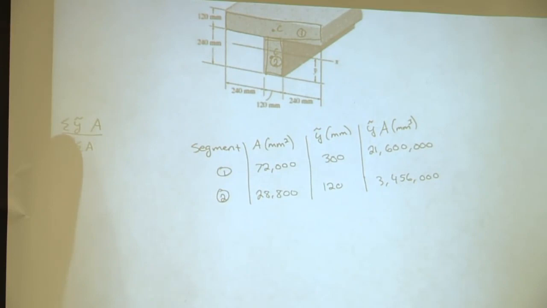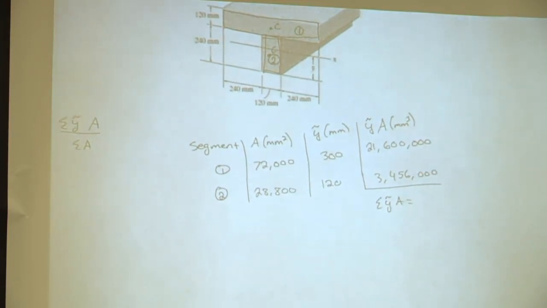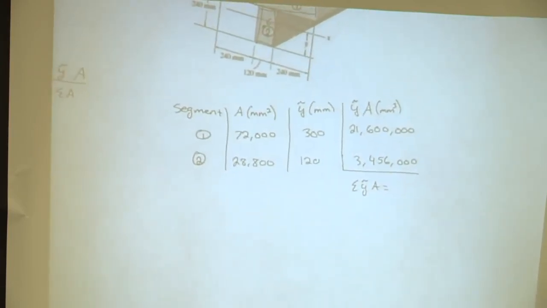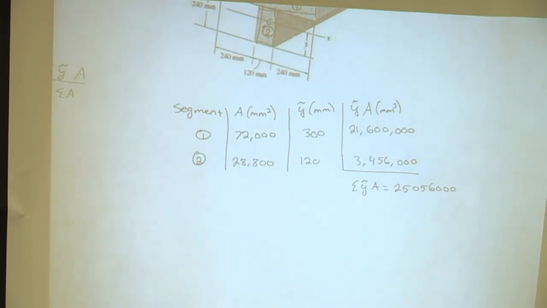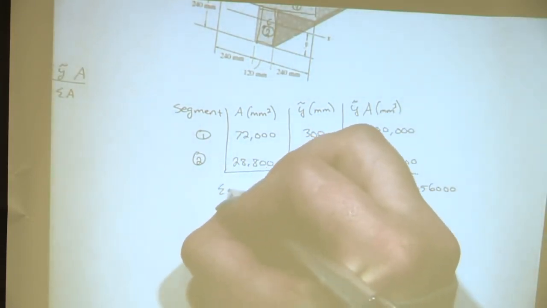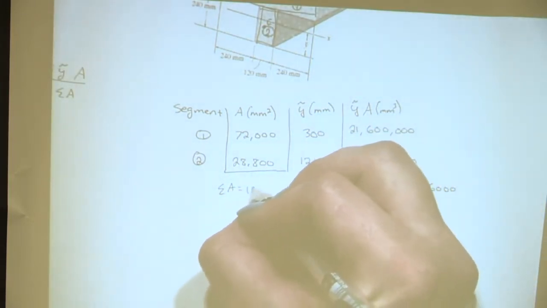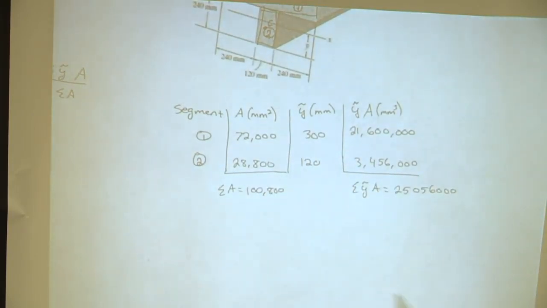Okay, so you look back here, we need the sum of y squiggly times A. So what are these two added together? 25,056,000. Okay, and then what else do we need? The sum of the areas. Awesome, so the sum of the areas is 100,800. Okay, so what do we do with these now? Divide them. The y times the area over the area.